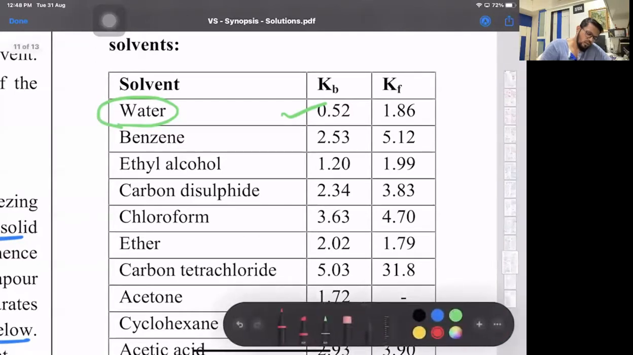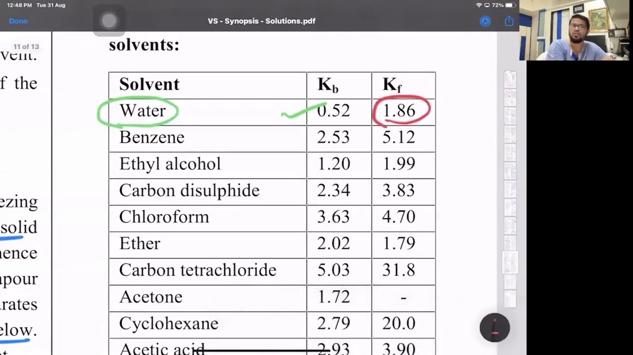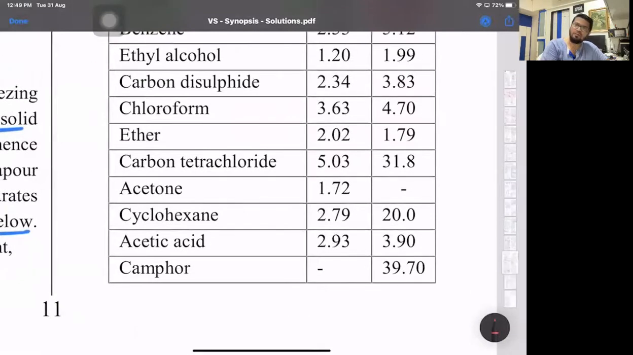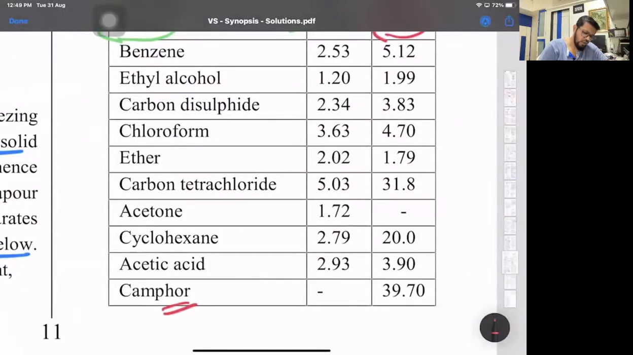Same way, if I talk about the KF of water, that's 1.86. What does that mean? When 1 mole of a non-volatile solute is added to 1000 grams or 1 kg of water, the freezing point of water is lowered by 1.86 Kelvin. Okay, so like that it's given there for all the compounds that we have. Camphor, very important. This is an important one.